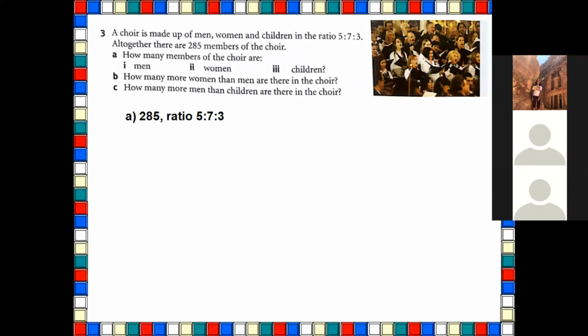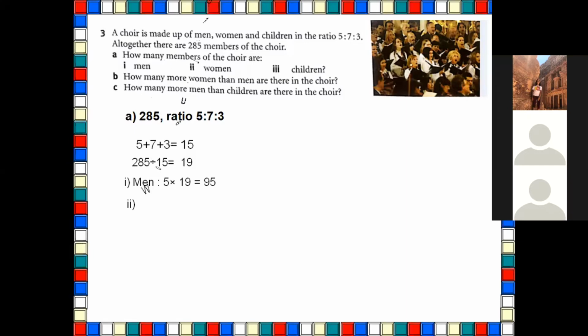So, first thing, you add the parts of the ratio. 5 plus 7 plus 3, 15. Divide the 285 members by 15, we get 19. So that 19, multiply it now by each part. The men, 5, so 5 times 19, 95 men.